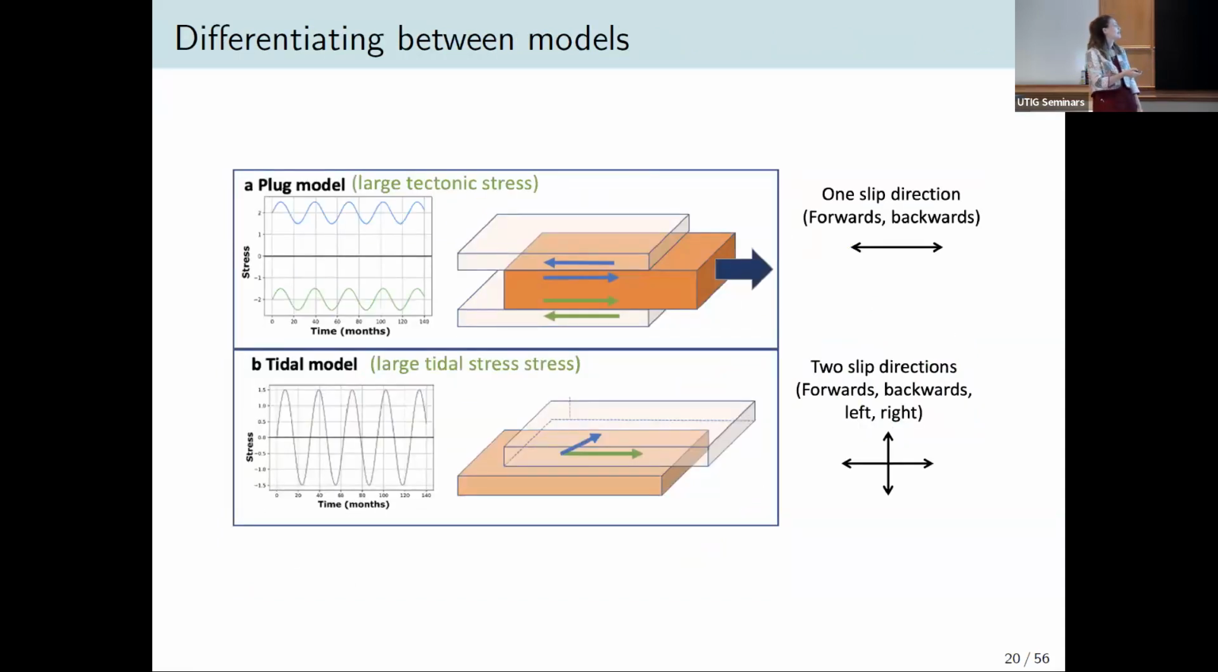To do that, we note that in our first model, the plug model, where we have two different faults either side of this plug of material, the slip direction, the direction that the fault is moving, is always only forwards or backwards. So we just have one slip direction with a reverse sense of polarity. Whereas in our tidal model, the fault can slip in any direction that it likes. To explain this, we would need two slip directions. So to describe the motion of the fault, we can use any combination of forwards, backwards, left, and right. And so now we want to make some observations of the directions that the faults are slipping. Is it slipping always in one direction or two directions?